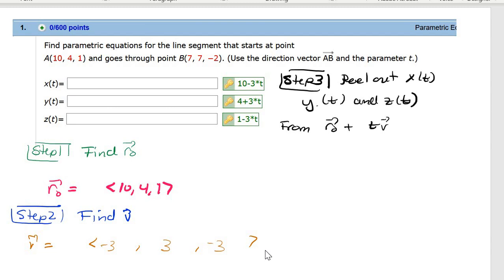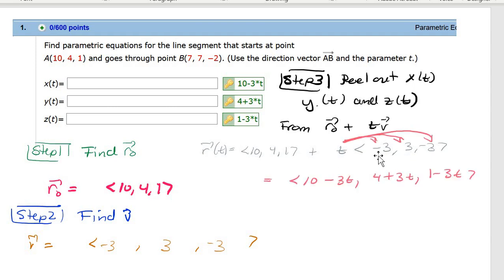Step 3 is to peel out x of t, y of t, and z of t from that vector equation of a line. So r of t is this right here, position vector plus direction vector. Bring in the t, so I get minus 3t, 3t, and minus 3t. And then combine the two. I did it in one step. So I get 10 minus 3t. That's fine. You just have to be careful with minus signs and make sure you got all the signs correct.